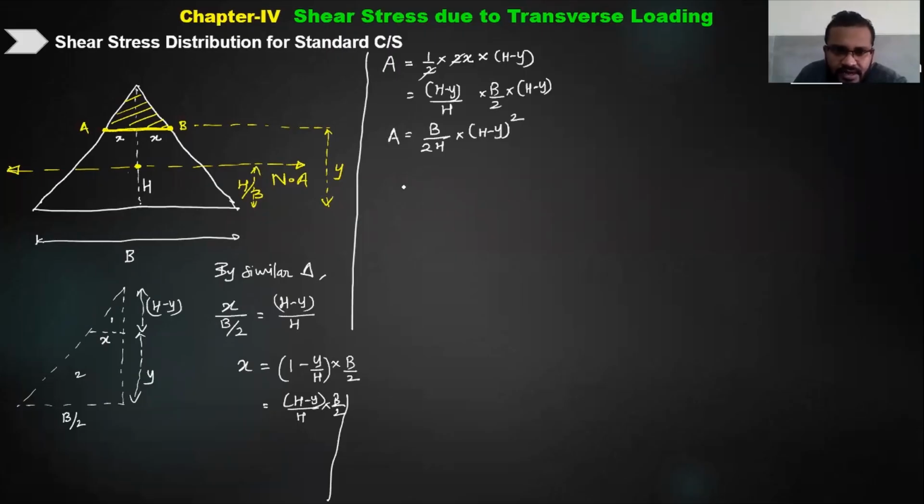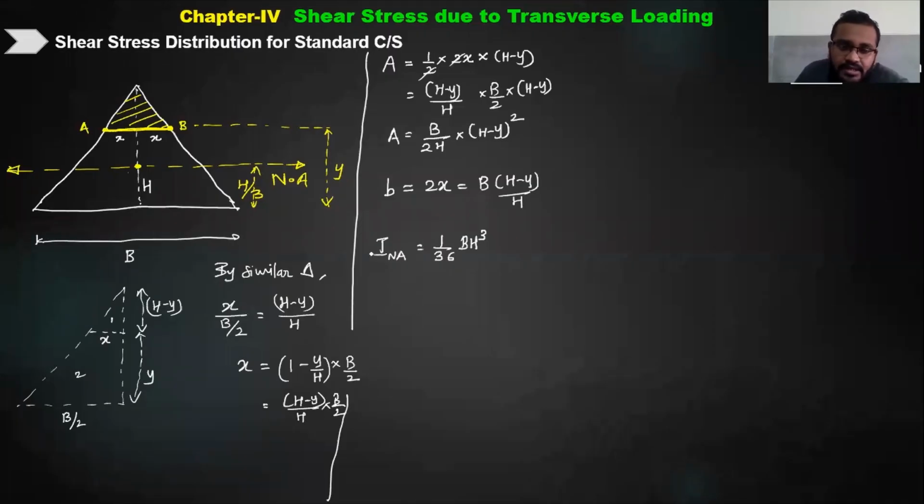Now what is the width of that layer? The width of that layer is nothing but 2x, which is nothing but b into (h minus y) upon h, because the 2 gets cancelled. Now what else do I require? The inertia about the neutral axis. The inertia of the entire triangle about the neutral axis we already know is 1 by 36 b h cube. So once I know the inertia and b, what is left is only y bar.